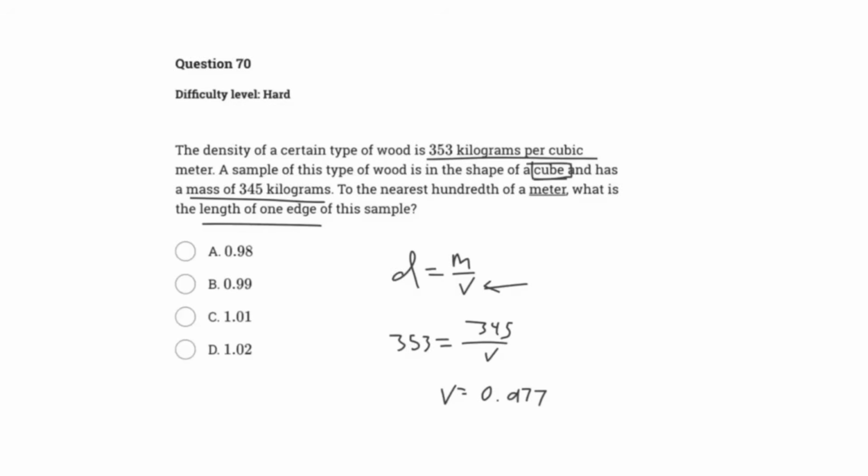And to find the length of one edge, we know that to find the volume of a cube, it's side length times width times height, right? And therefore, because we know that all sides are equal in a cube, we can just take the cube root of the volume to find one edge or side length. So the cube root of 0.977 is going to give us a value of around 0.99. Therefore, that lines up with our answer choice of B, and that is our answer.